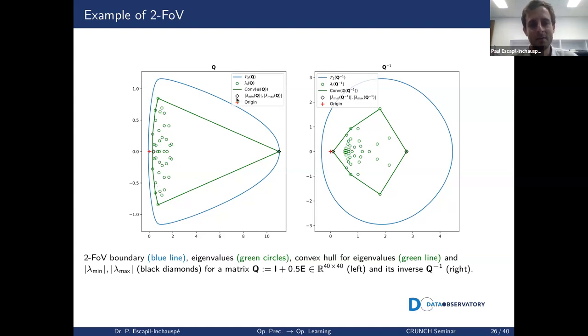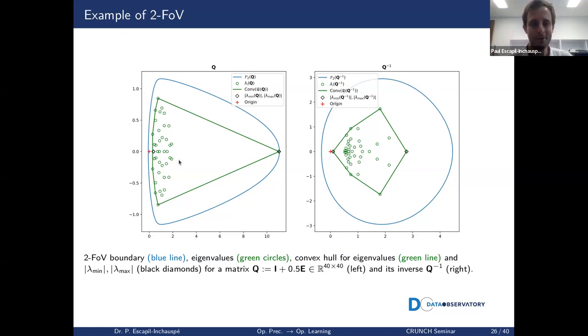I plot the minimal and maximal eigenvalue in magnitude. So here we have both. We see that in this case, the matrix is invertible because the minimum eigenvalue is not zero. Here we have the zero with the red cross. And in green, we have the convex hull of the eigenvalue. In the normal case, this convex hull will be the same as the field of value. But here you see that the case is not normal and the field of value is much bigger than the convex hull of the eigenvalue. And you see that, for example, the zero is included in this field of value. And the same happens with the inverse matrix.